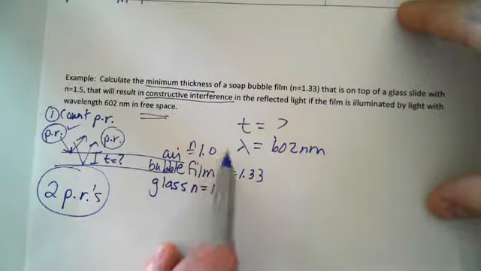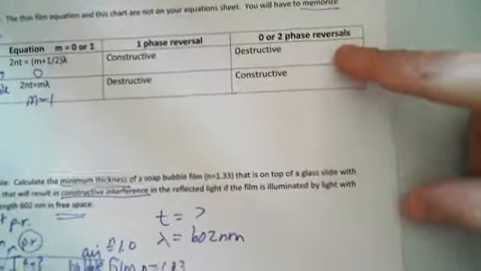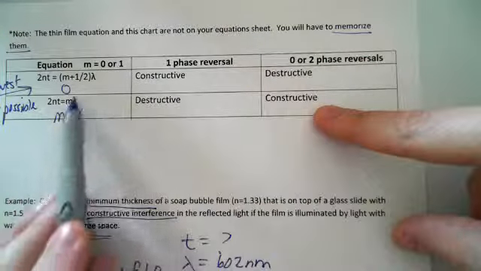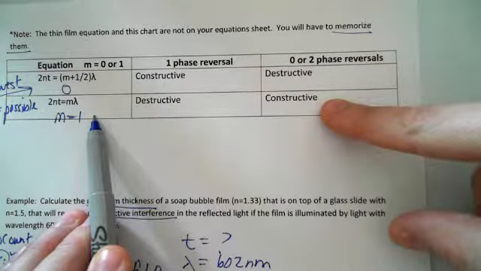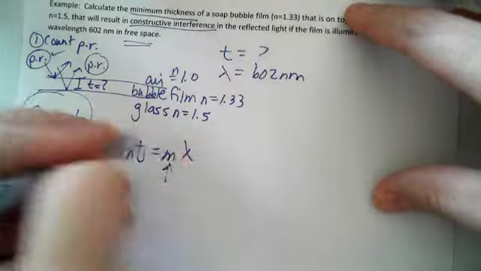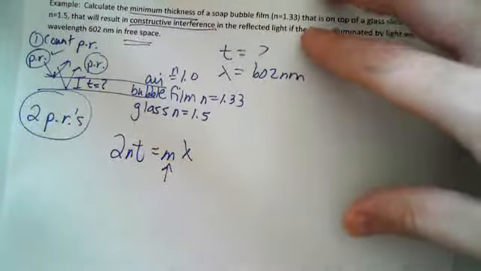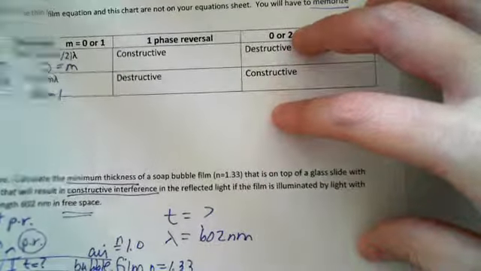And we want to know the minimum thickness that's going to result in constructive interference. So let's look, guys. We've got 2 phase reversals on our chart, and we're looking for constructive interference, so this is the equation we're going to use: 2nt equals m lambda. It said minimum thickness, so I want to use the lowest order number, which is 1. 99 times out of 100, this is going to be 1 in this equation, and 0 in that equation, in terms of your m.